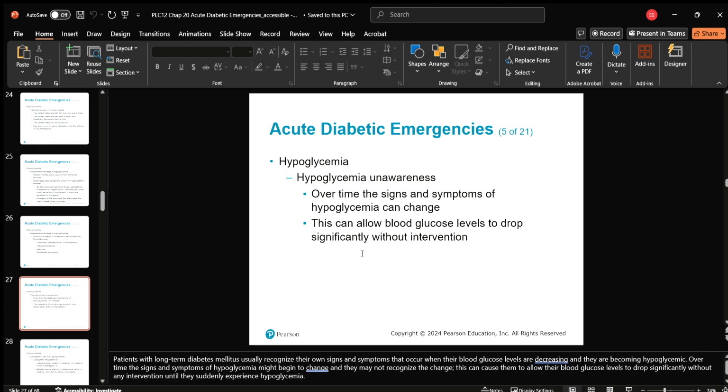All right, so over time, signs and symptoms of hypoglycemia can change. This is typically over a very long period of time.